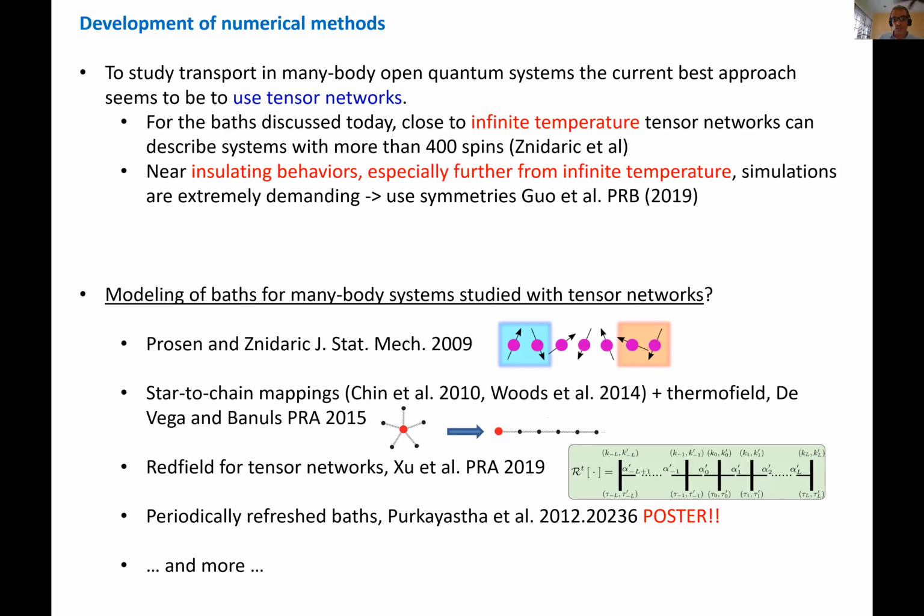But there is another thing that is also quite important: how do you model the baths, and it's also related to what Gabriele was saying before. How do you model the baths for many-body systems that will be studied with tensor networks.